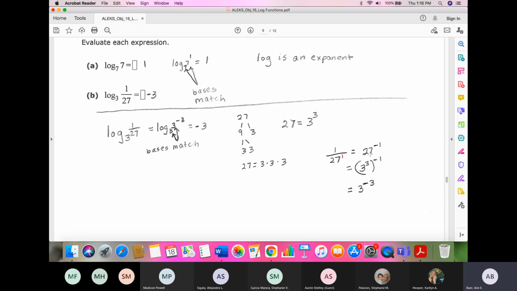So this 27 here is really 3 times 3 times 3, which we could write in shorthand. 27 equals how many 3's multiplied together? 1, 2, 3. 27 is 3 of these 3's multiplied together, so we can write it as 3 cubed. So I'm going to take out this 27 and put in 3 cubed in its place, still raised to the negative 1.